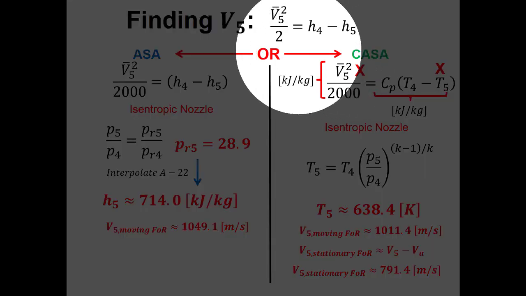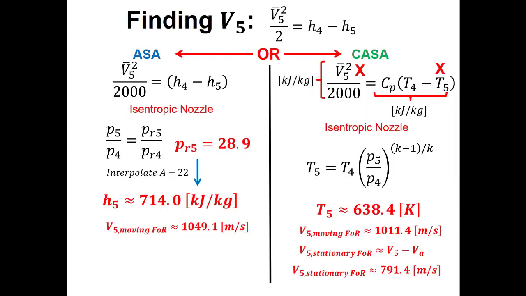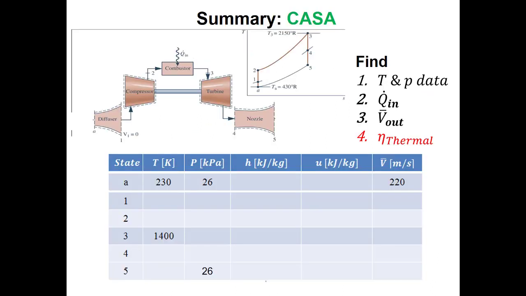I put that back into my equation up here, and I solve for the velocity at 5, and I see that the velocity in my moving frame of reference is just under 1,050 meters per second. When I convert back to the stationary frame of reference, I find a velocity of 829.1 meters per second.